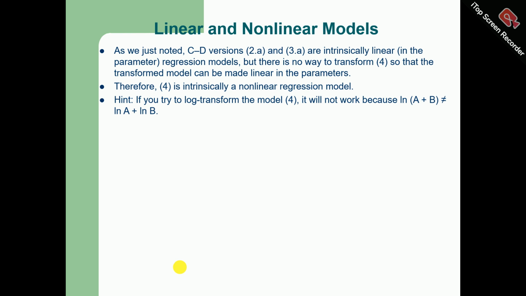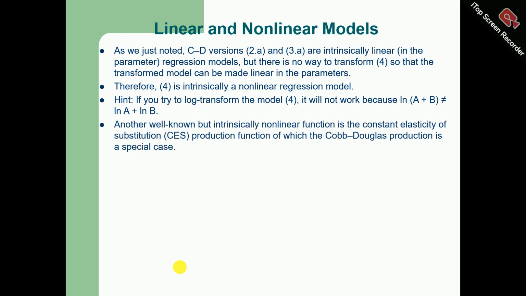Now, the hint is, if you try to log transform model 4, it will not work because natural log of a plus b is not equal to the natural log of a plus natural log of b. That is why model 4 cannot be log linearized. So this means that model 4 is intrinsically a non-linear regression model.